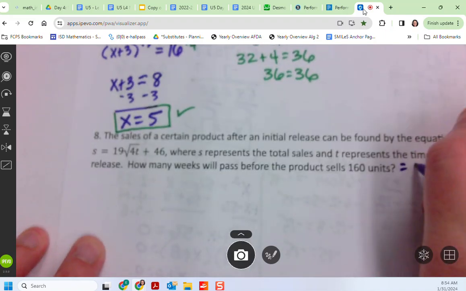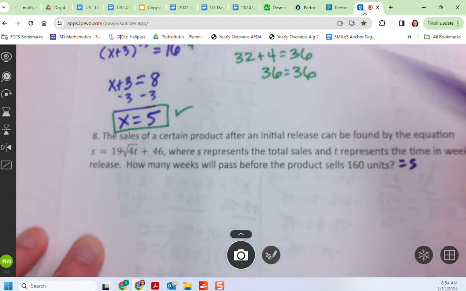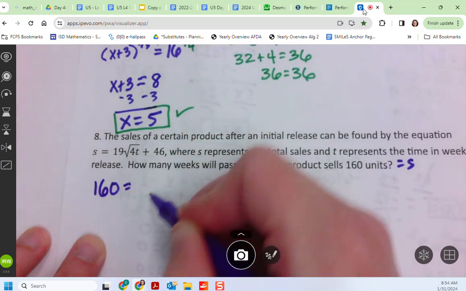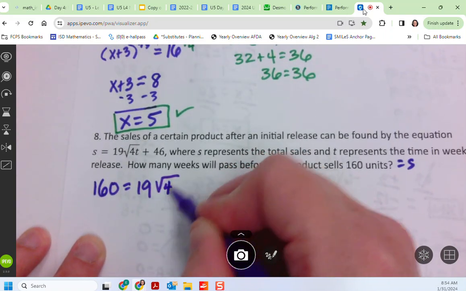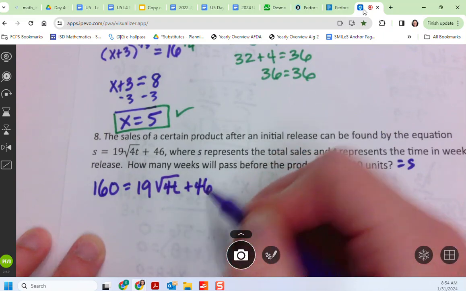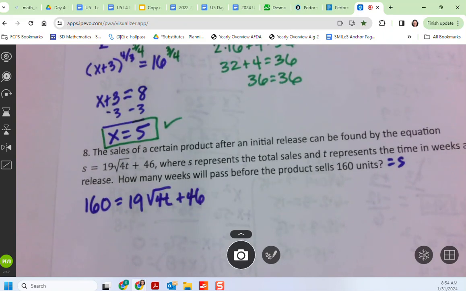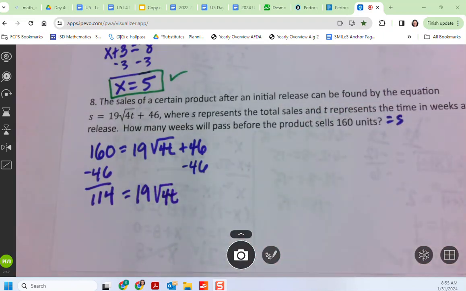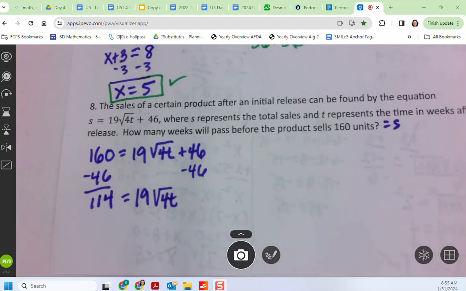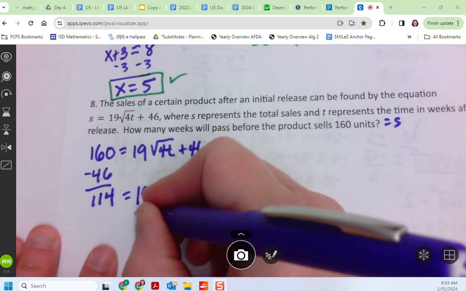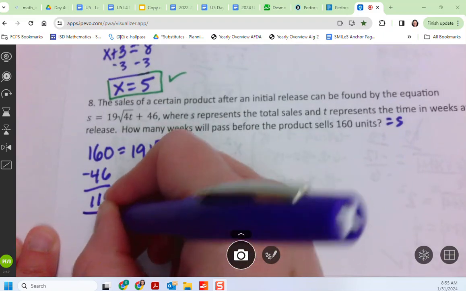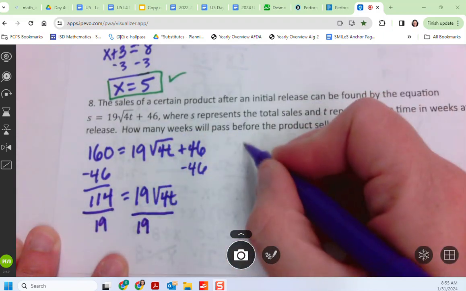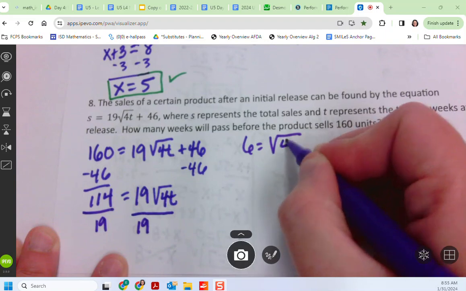All right, so I put the 160 for the S, and now I'm going to subtract the 46. All right, so I'm getting 114 equals 19 square root of 4t. And then how do I get rid of the 19? Divide it, okay. Oh, yeah. Scarlett, did you already divide it for me? Look at it. 6? 6? All right, Addie says, do we just square it? Is that right? Very good.